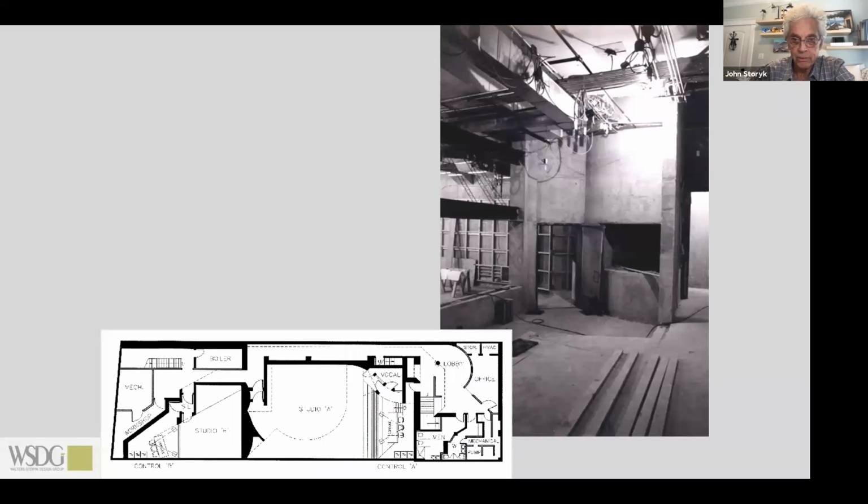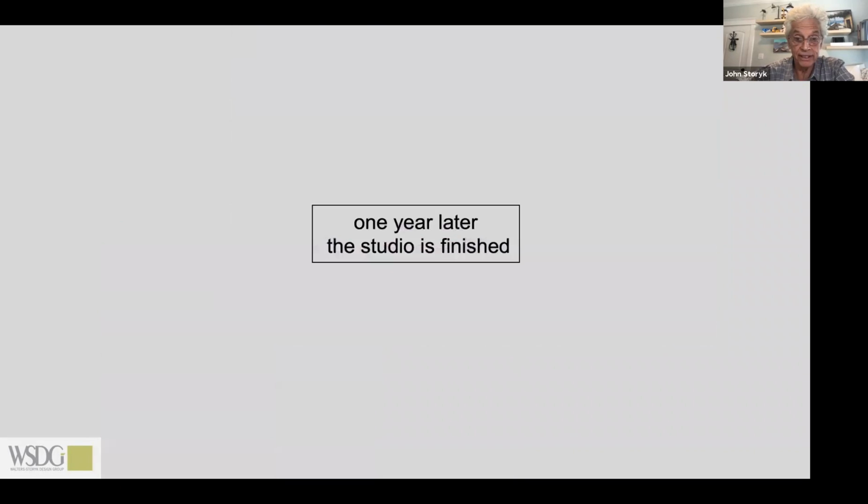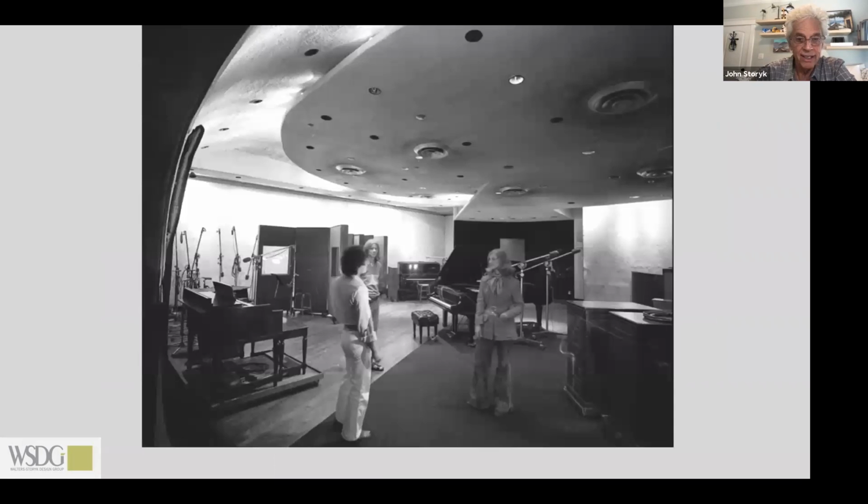So, some more construction photos. Very complicated air conditioning ductwork, which is still there 50 years later. Over a year later, the studio finally got finished. I love the black and white photos because it was Jimmy's idea that the studio would be black and white and would change color with lights.